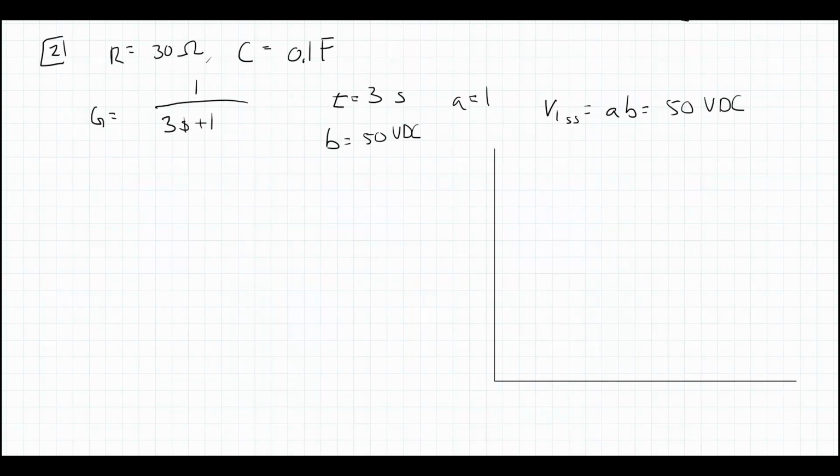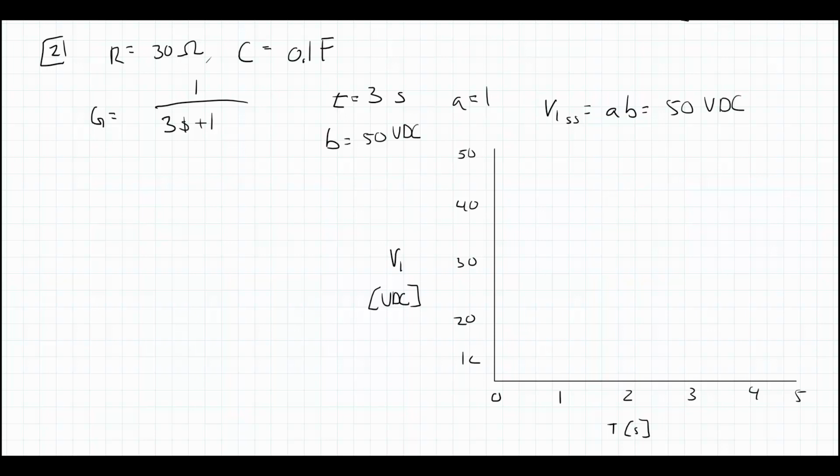So time and V1 in volts DC. 0, 1, 2, 3, 4. I'll just sketch it for 5 seconds. We'll get more detail when we go through the MATLAB. And we already know this will peak at 50, 40, 30, 20, and 10.